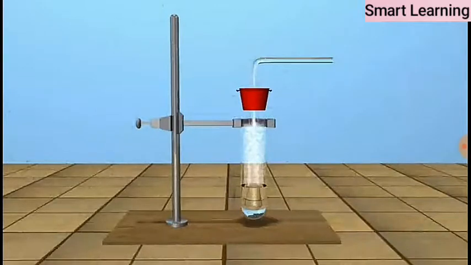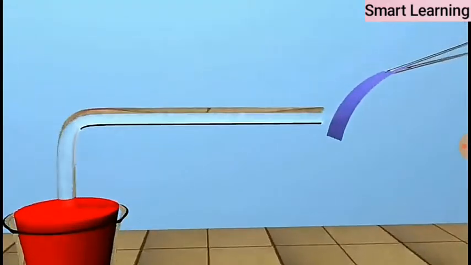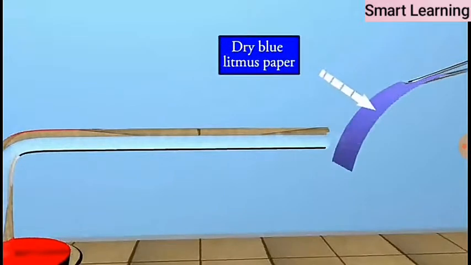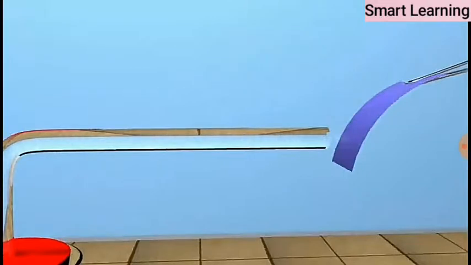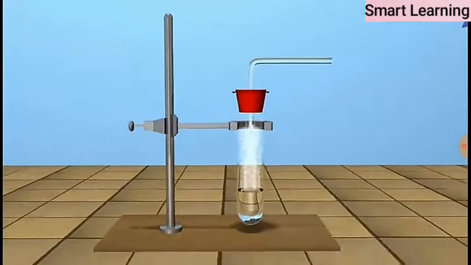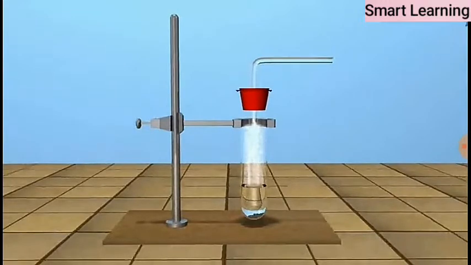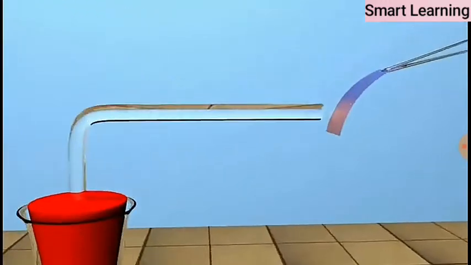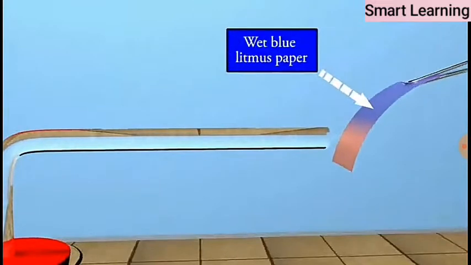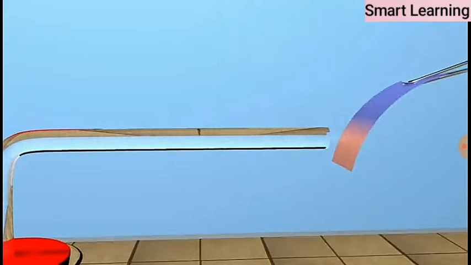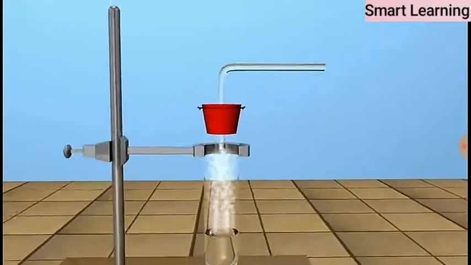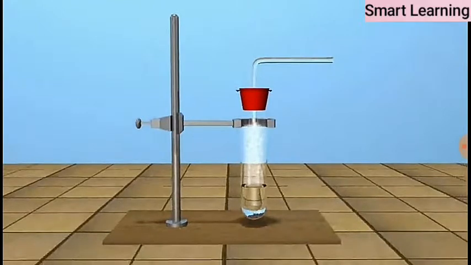What do you observe? Is there a gas coming out of the delivery tube? Test the gas evolved successively with dry blue litmus paper and wet blue litmus paper. In which case does the litmus paper change color? On the basis of the above activity, what do you infer?